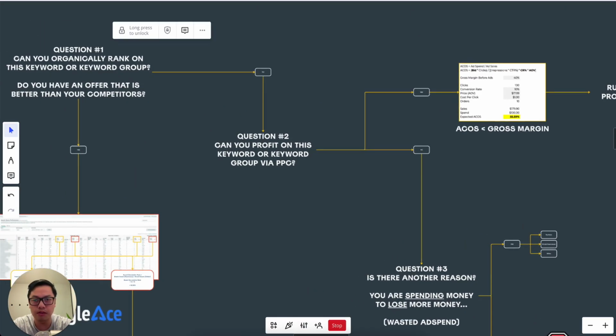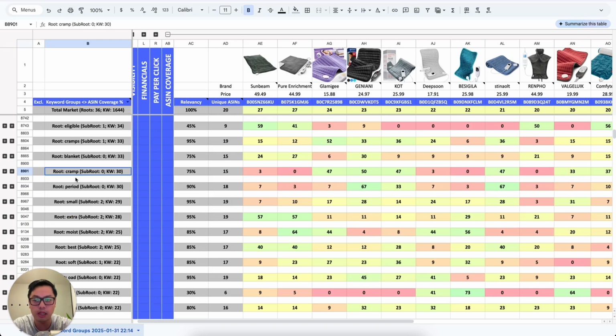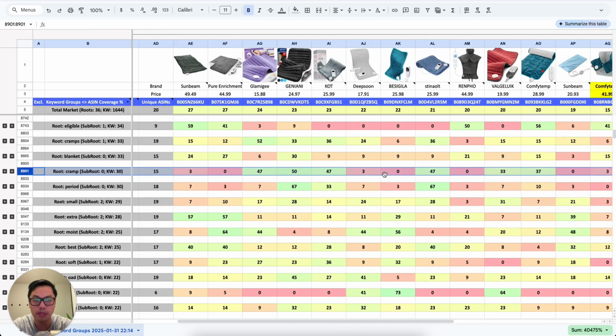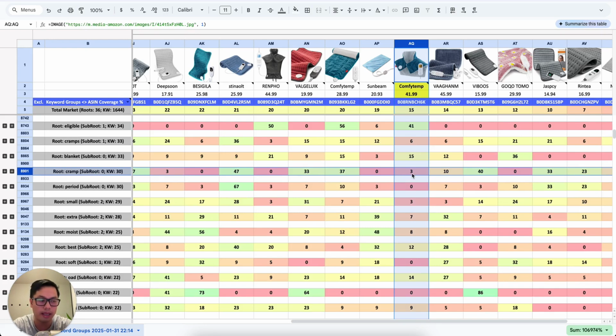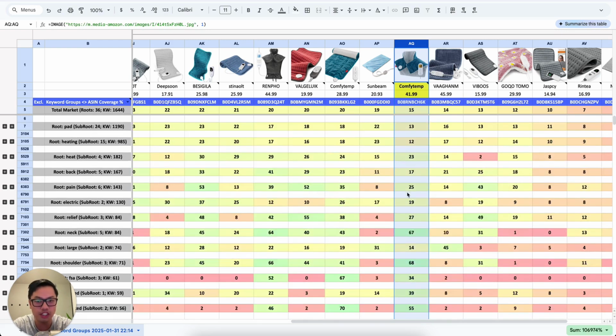So in terms of wasted ad spend, it would make a lot of sense on your PPC to not target anything specific to cramps. So I'm talking about applying a negative phrase across the board for the word cramp and eliminate this niche altogether, because I can't rank for it, nor can I be profitable via PPC. So if you can stop that bleeding now, you're gonna save yourself a lot of money. So that's just one example of what we can find here.